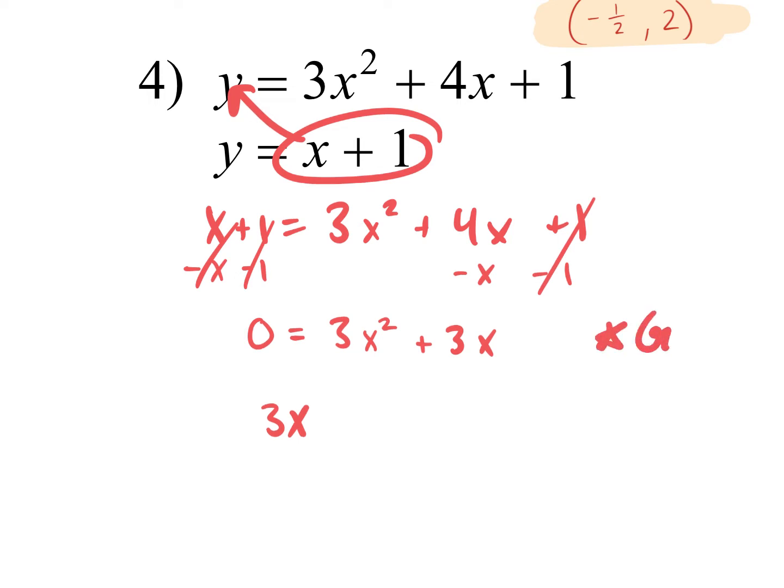So I'm taking out the GCF. What am I left with when I divide both of these by 3x? So 3 divided by 3 is just 1. X squared divided by x would be x. And what's 3x divided by 3x? 1. So it factors into 3x times x plus 1. What would I do next?